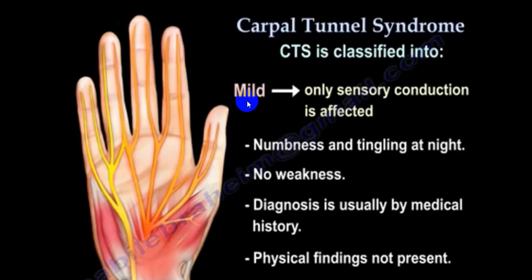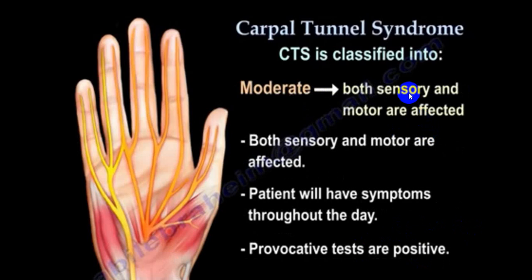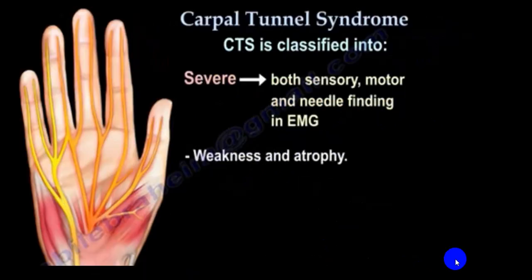So in a mild variety, only sensory conduction is affected. The person will complain of numbness, tingling at night, no weakness. Diagnosis is usually by the medical history, and by and large we don't come across a physical finding. Only the person has symptoms, but even loss of sensation may not be present. In a moderate variety, sensory and motor are affected together. The patient will have symptoms throughout the day, and provocative tests will be positive. We'll be showing you those provocative tests.